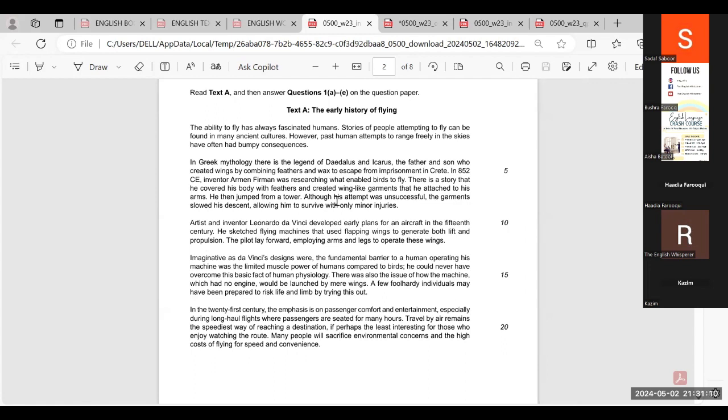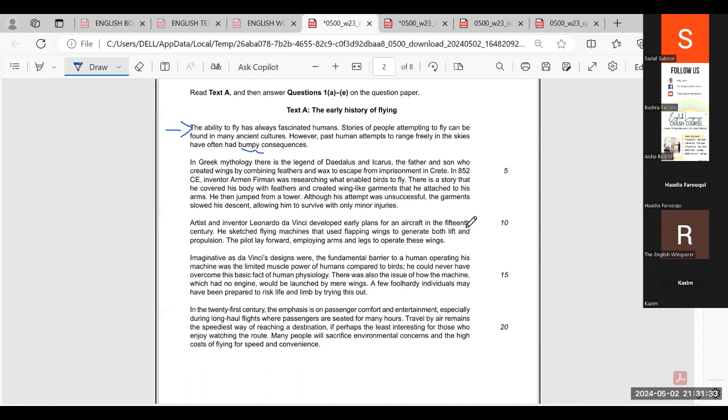The ability to fly has always fascinated humans. Stories of people attempting to fly can be found in many ancient cultures. However, past human attempts to range freely in the skies have often had bumpy consequences. Stop, think. First paragraph talks about really early ancient cultures and bumpy consequences. They're not very happy about flying.